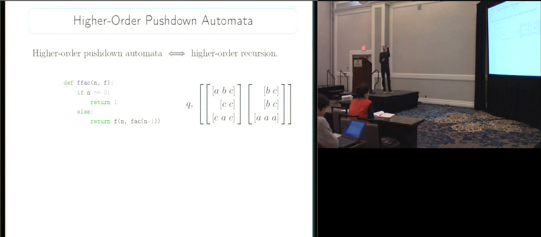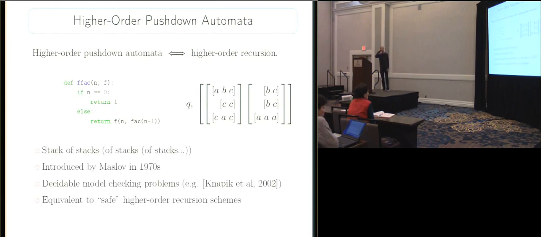This is an order 3 program. Order 2 would be a stack of stacks, order 4 a stack of stacks of stacks of stacks. So the more nesting you have, the higher order your program is. These have been around for a long time. They were introduced in the 1970s by a guy called Maslow. And the nice thing about them is, even though the stacks do look kind of scary, the model checking problems tend to remain decidable. So we can do MSO model checking, LTL model checking, CTL, reachability. All kinds of model checking problems are decidable for these things.